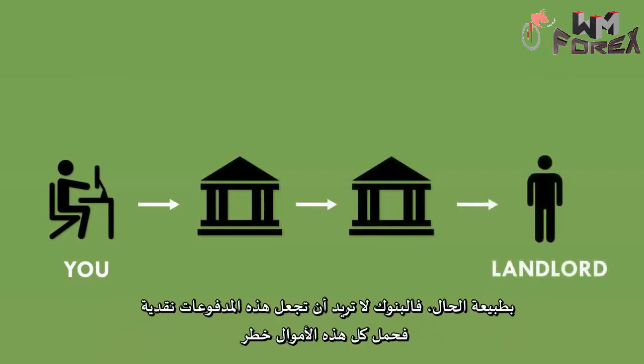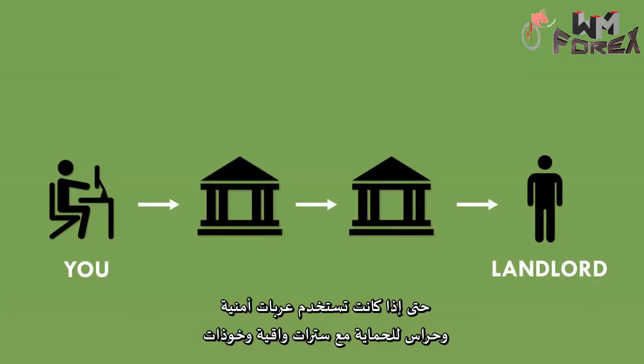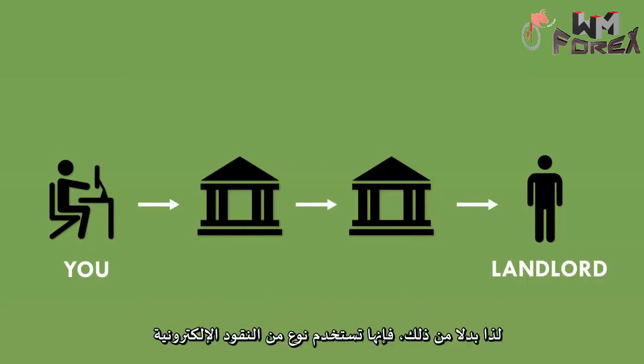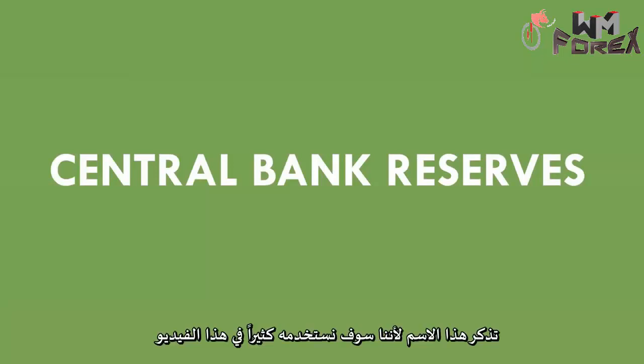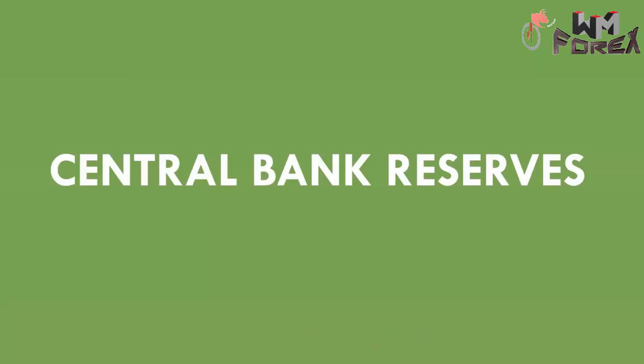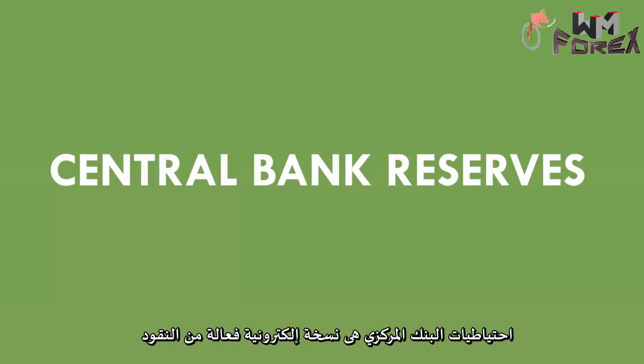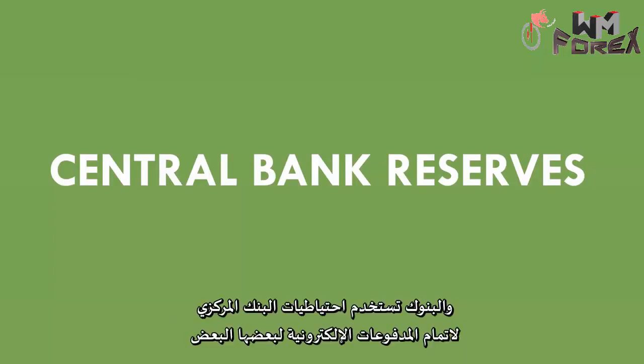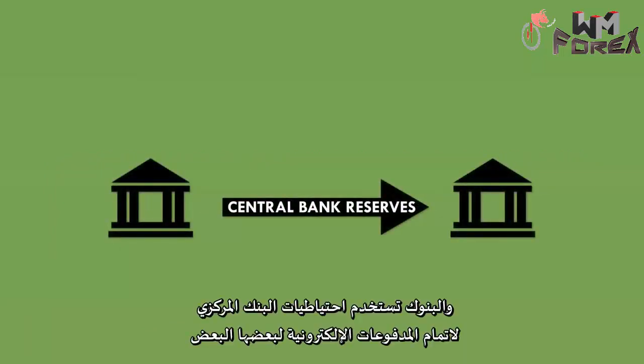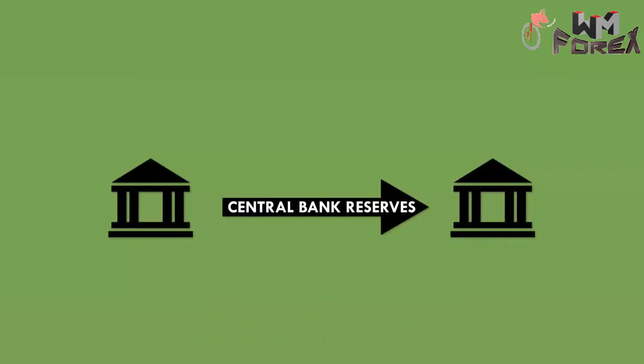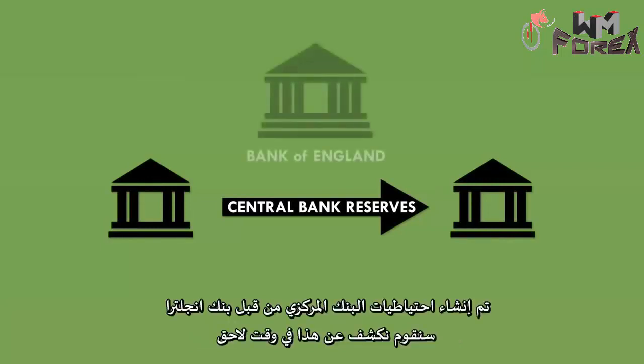Of course, the banks don't want to make these payments to each other in physical cash because carrying all this money around is dangerous, even if they use protected security vans and guards with bulletproof vests and helmets. So, instead, they use a type of electronic money, which is called central bank reserves. Remember that name, because we'll be using it a lot in this video. Central bank reserves are effectively an electronic version of cash, and banks use these electronic central bank reserves to make payments to each other. The central bank reserves are created by the Bank of England.